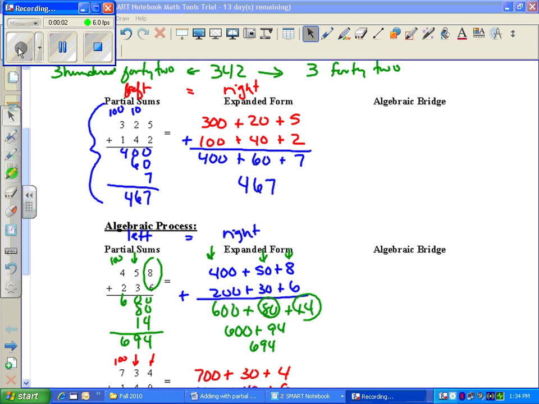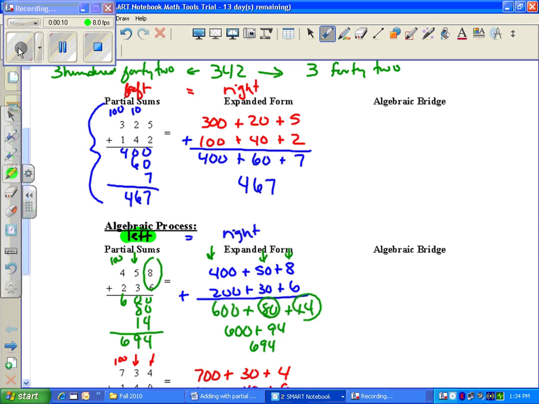This whole addition process bridges to algebra. How? Well, once again, we have left hand equaling right hand. That's an algebraic thinking. We have this decomposition or expanded form. And then this all bridges to algebra when we start looking at letters. So we're going to take these numbers and convert them to letters.